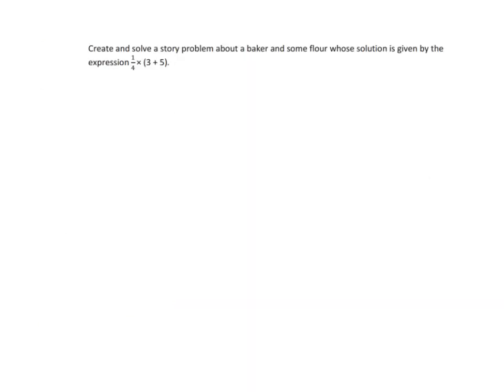On this last problem, we need to create and solve a story problem about a baker and some flour, whose solution is given by the expression 1/4 times (3 plus 5), or the sum of 3 and 5 times 1/4. So I'm not going to do this problem at all. I'm going to have you try it, to create a story problem about a baker and the use of flour. So remember, the first thing you're going to need to solve in your word story is 3 plus 5, and then you're going to need to multiply that answer times 1/4.